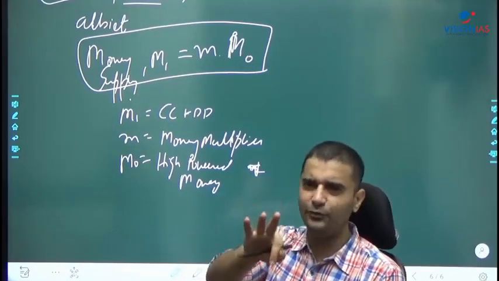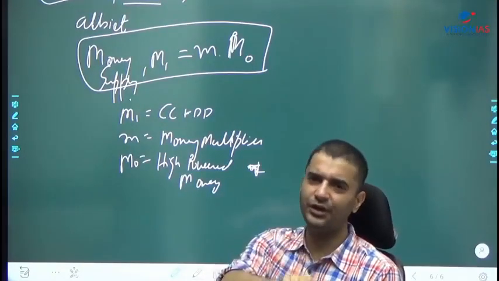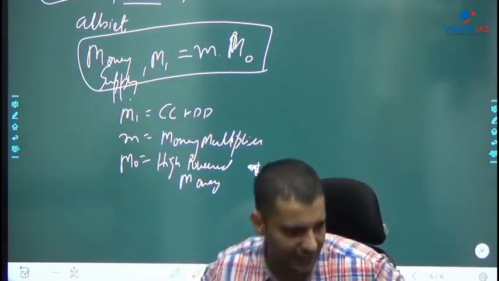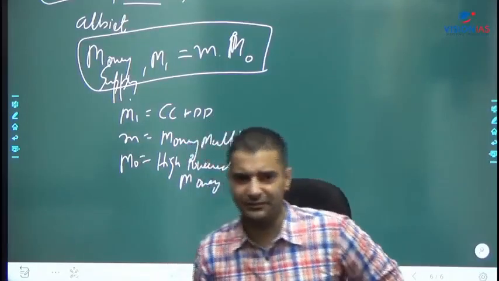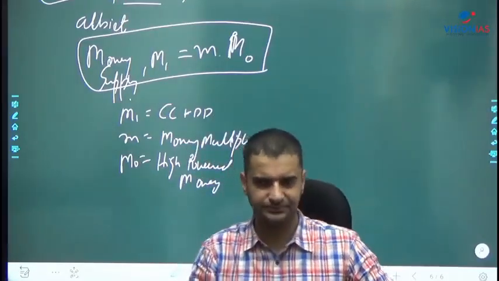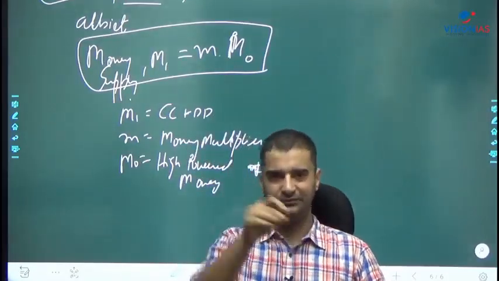Three more things we have to write: bank run, currency deposit ratio, and reserve deposit ratio. It will take hardly 5 minutes. Please write down.